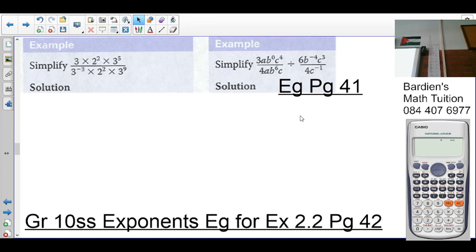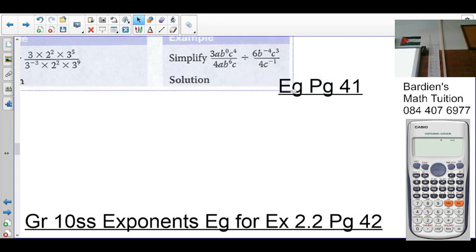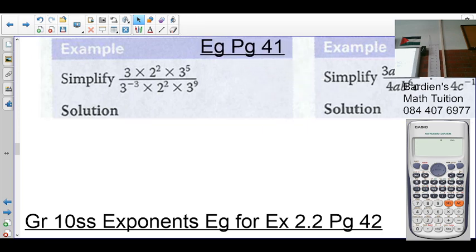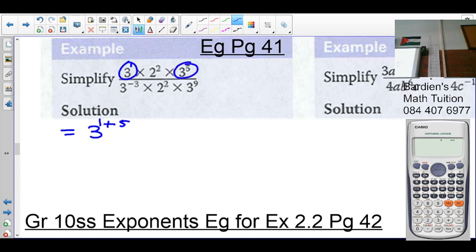Here's the next one. We've got 3 multiplied by 2 squared multiplied by 3 to the exponent 5, over 3 to the negative 3 times 2 squared times 3 to the exponent 9. So when we're multiplying and the bases are the same, what do you do to the exponents? We add the exponents. So it's going to simply be 3, there's no exponent there, there's a 1. So it's 1 plus 5. When we multiply and bases are the same, we add the exponents.